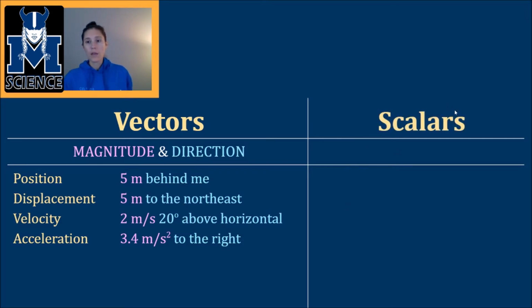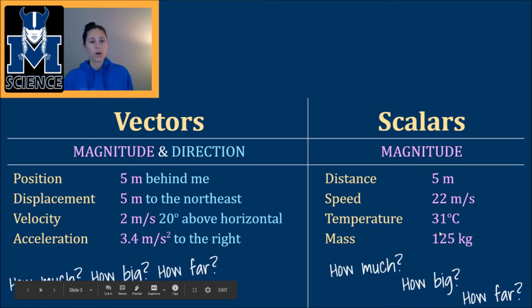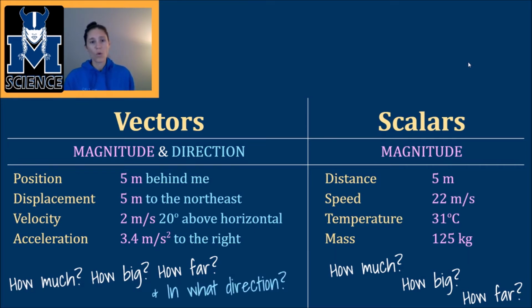Okay, on the other hand, scalars only have a magnitude, so your distance, speed, temperature, and mass. It really doesn't make sense to associate a direction with them. Like temperature, what would a direction of temperature mean? Okay, also mass. They tell you how much, how big, and how far, just like a vector quantity does. Okay, but the vector adds on that piece of information of in what direction.